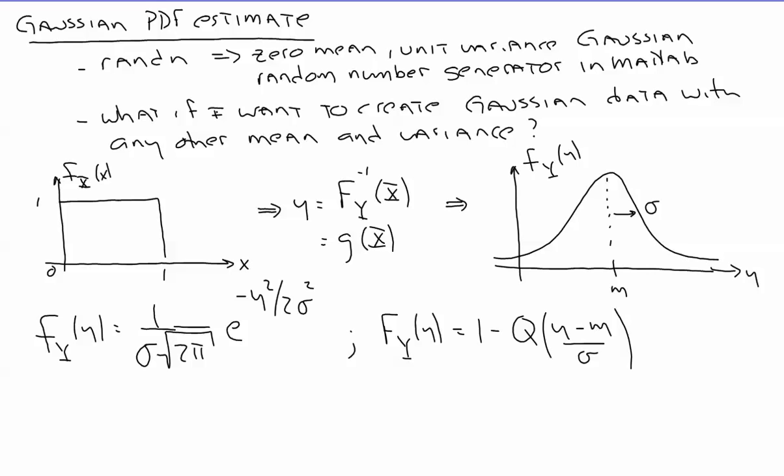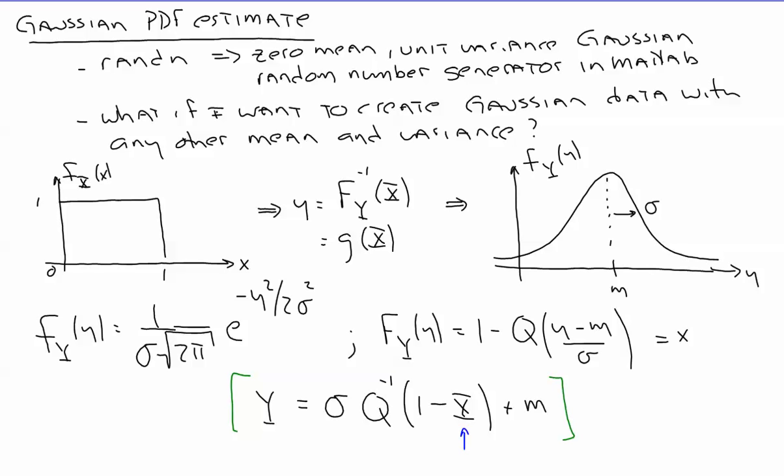I'm going to invert it by setting this equal to x, and I come up with the following. This is my transformation function. Y equals sigma Q inverse of 1 minus x plus m. That is the function that will take uniformly distributed data on 0 to 1, x, and convert it into Gaussian distributed data, y, with mean, m, and standard deviation, sigma. And you will also recall that I have previously sent you a Matlab function which will calculate Q inverse.